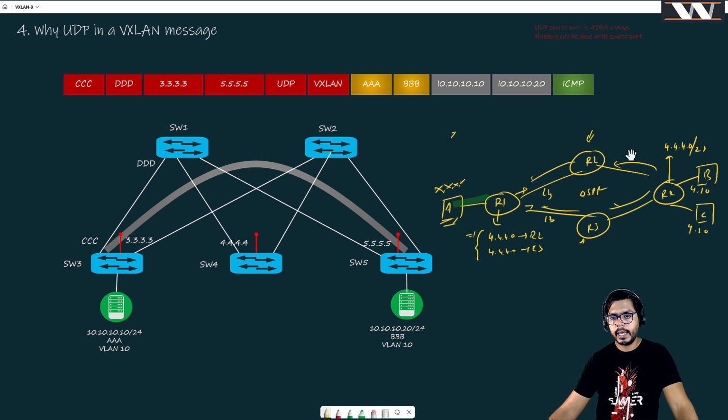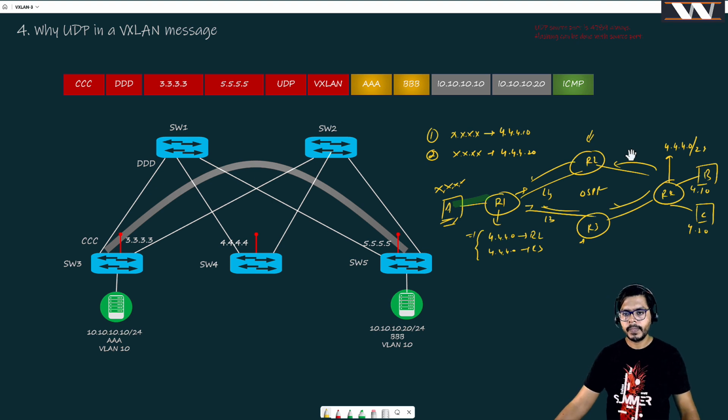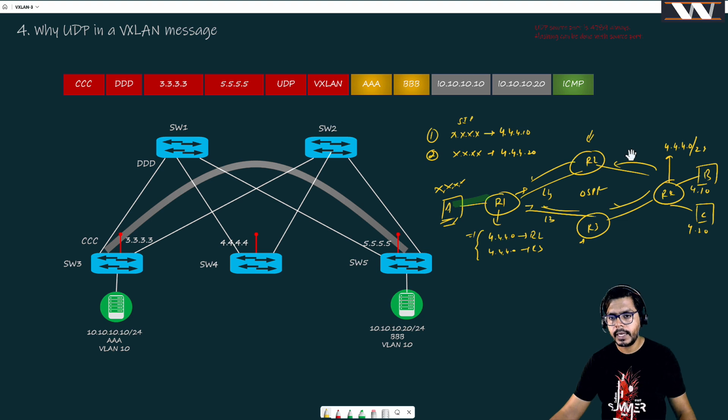It can say x.x.x.x wants to communicate to 4.4.4.10. This is maybe my first packet. The second packet comes, x.x.x.x wants to communicate to 4.4.4.20, which is host C. So basically, it can see that the source IP and destination IP are different. This is my first packet or first flow, you can say. This is my other flow, flow 1 and flow 2. What is the difference? The difference is the destination IP.